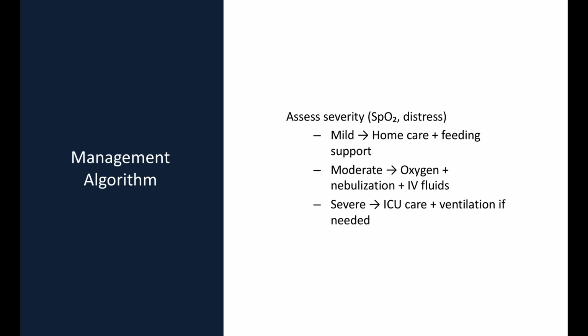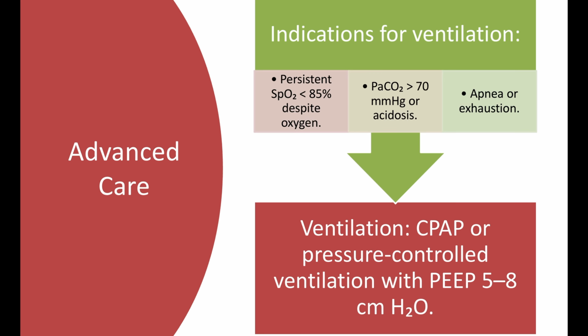Coming to the management algorithm, if it is mild, we can give home care and supportive feeds. For moderate cases, oxygenation, nebulization, and IV fluids. In case of severe disease, there will be a need for ICU care and ventilation if needed: if the SpO2 is less than 85% despite oxygen therapy, PaCO2 is greater than 70 mm Hg, or any signs of acidosis, apnea, or exhaustion. In case of ventilation, CPAP or pressure controlled ventilation.